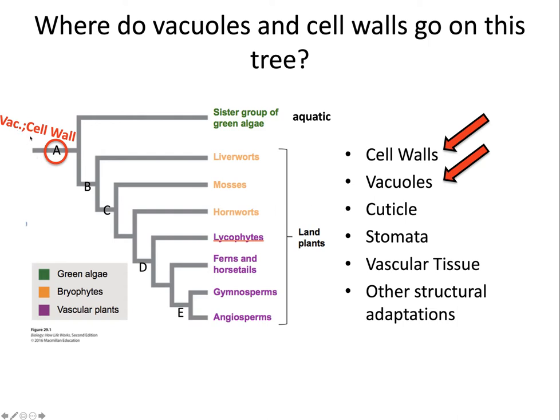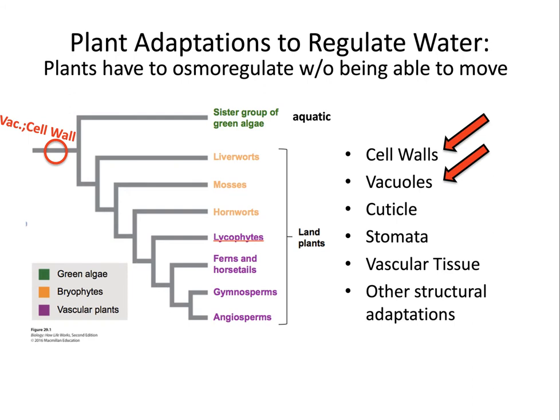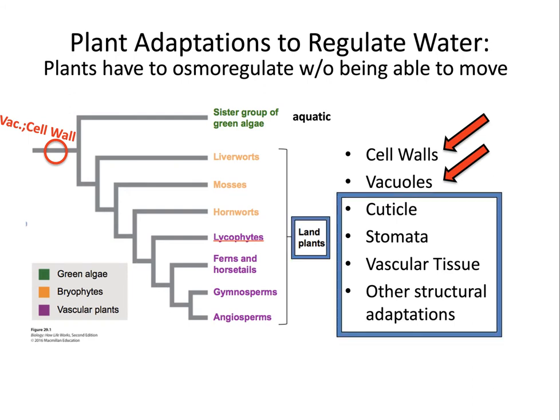So vacuoles and cell walls are something that all the green plants have, whether you're a green algae or the land plants. They all have vacuoles and cell walls. And so we talked about vacuoles and cell walls and the roles that they play in water regulation. So now we're going to pick up and talk about specific adaptations that the land plants have, specifically the cuticle, stomata, vascular tissue, and some other structural adaptations that the land plants have.